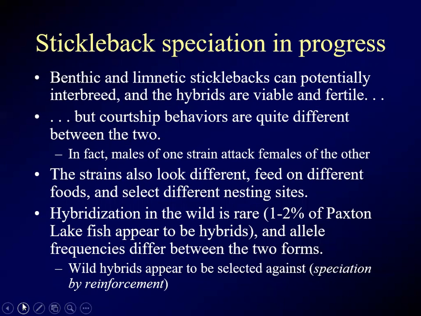In one particular lake that's been studied, Paxton Lake, only about 1 to 2% of the fish appear to be hybrids. So I guess 1 to 2% of the time, mom and dad manage to stop fighting long enough. But it's rare. They're not interbreeding very much. They're behaviorally separated. They look different, they feed on different diets, and they select different nesting sites.